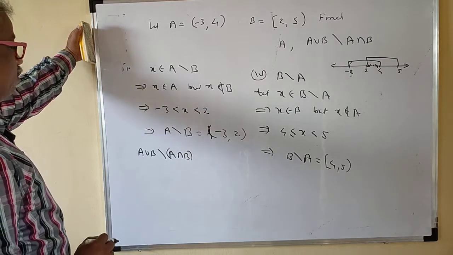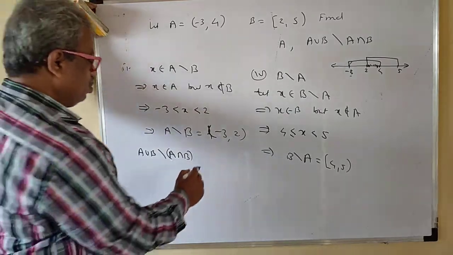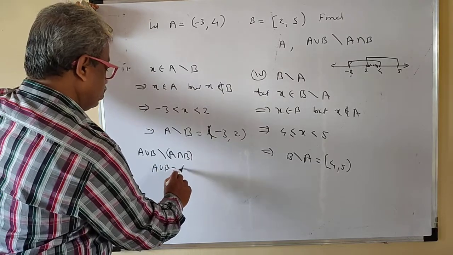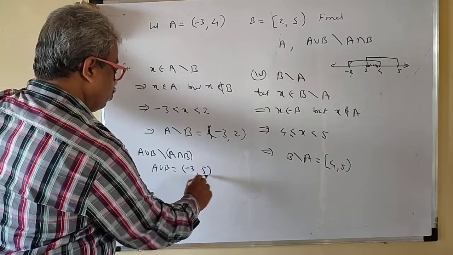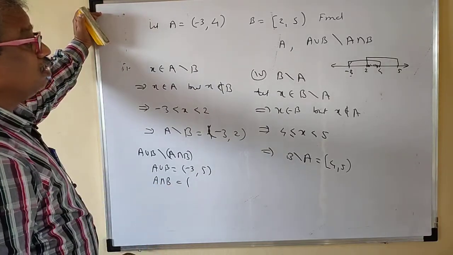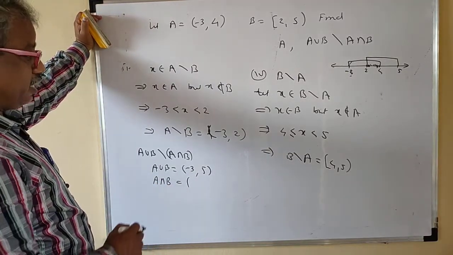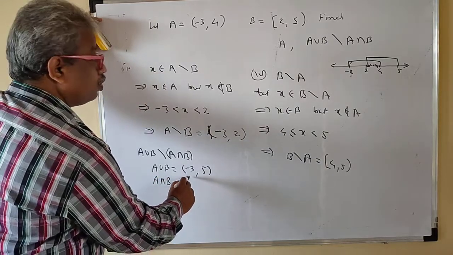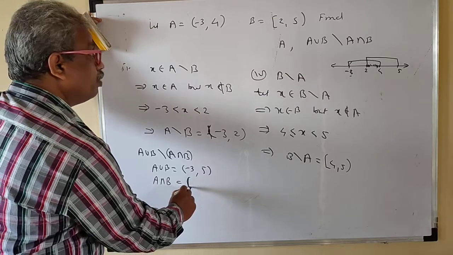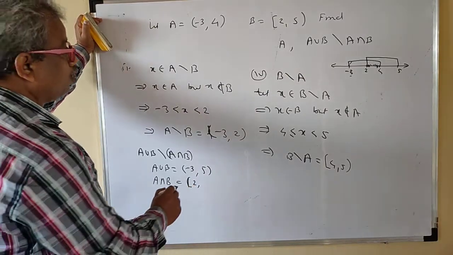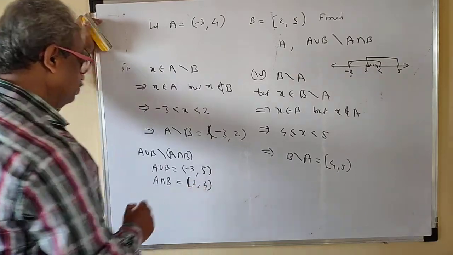Okay, so A union B. What is your A union B? You know that this is minus 3 to 5. And A intersection B, what is it? A intersection B is the closed interval 2 to 4, because it is in both. Okay, 2 is in both. So 2 to 4. So this is A intersection B.